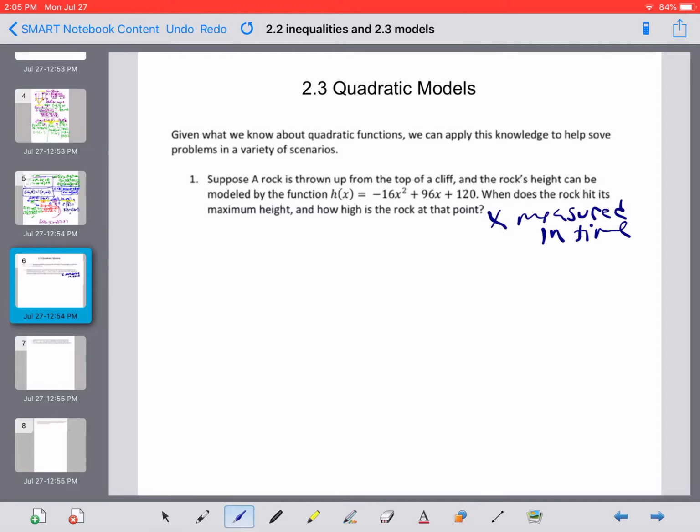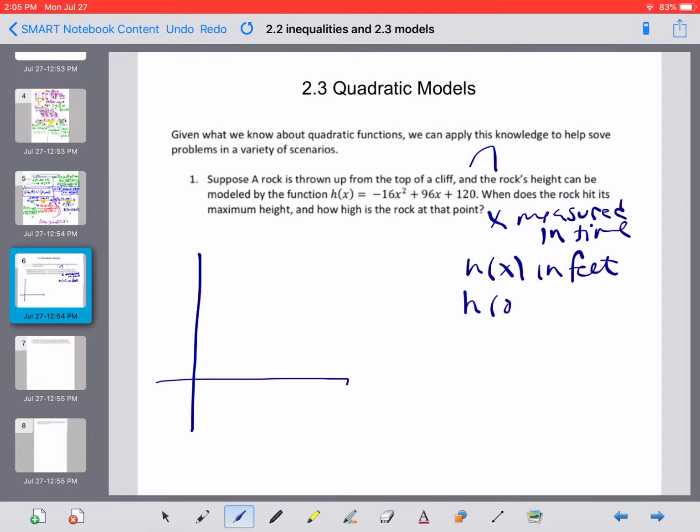All right, so this is saying after x many seconds, the height of the rock is whatever h of x is, negative 16x squared plus 96x plus 120. So we'll assume that h of x maybe is in feet. Now this is a quadratic function because it's an x squared function, and it's got a negative leading coefficient, which means it's an upside down parabola. It looks like this. We also know that the y-intercept is going to be 120 because h of 0 is equal to 120. So it hits the y-axis here at 120, and the rest of the graph will look something like this.